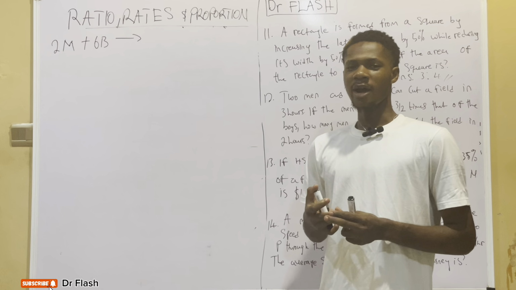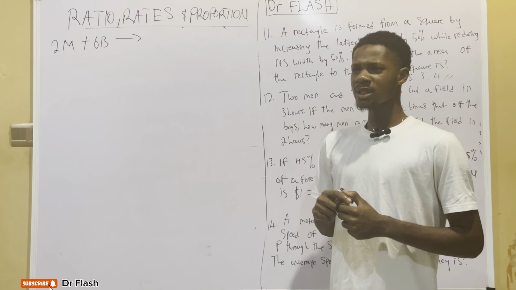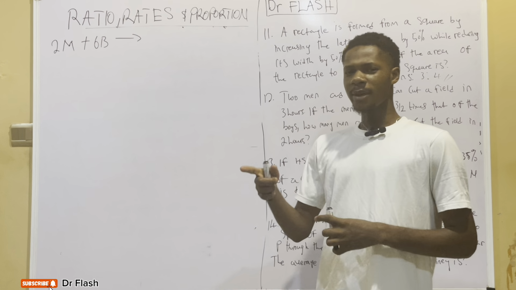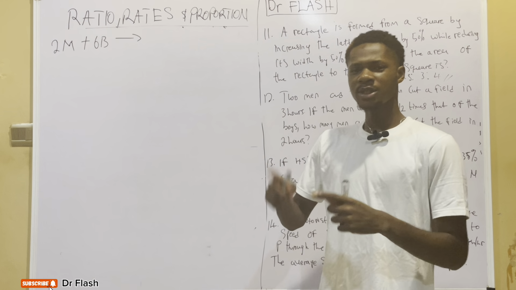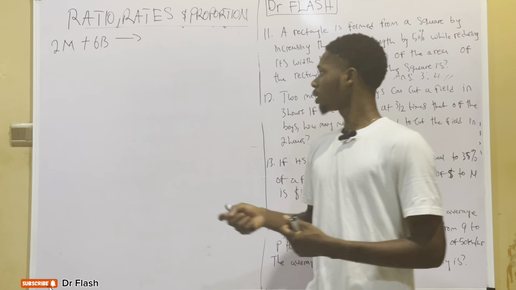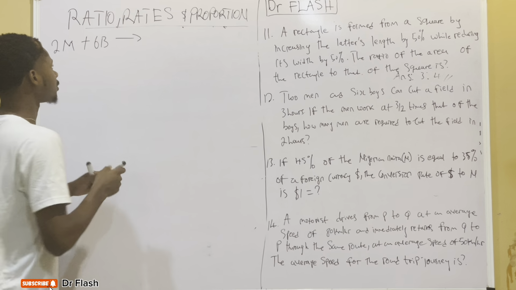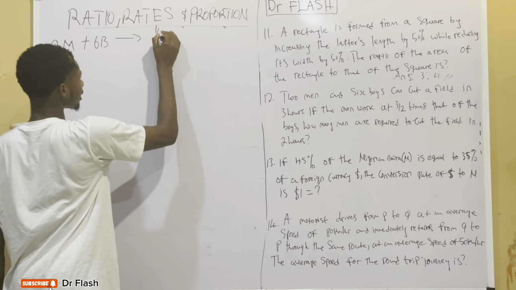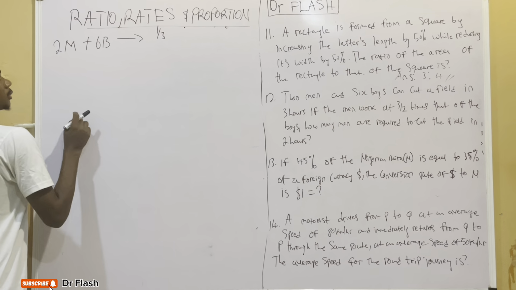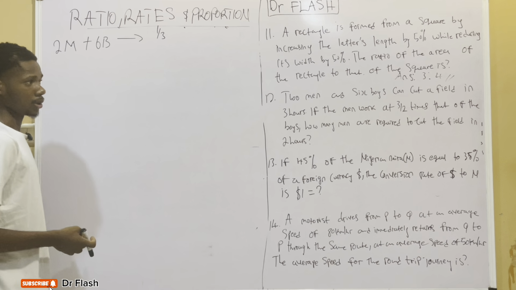The number of persons doing the work is always inversely proportional to the time, in the sense that if 2 persons clear a land in 1 day, then when I have 3 persons, it will take less time. If I have 10 persons, it will be less. As the number of persons increases, the time taken to do the work reduces, which means it is inversely proportional to the time given, and for inversely proportional it becomes 1 over 3. So 2 men and 6 boys will cut a field in 3 hours.